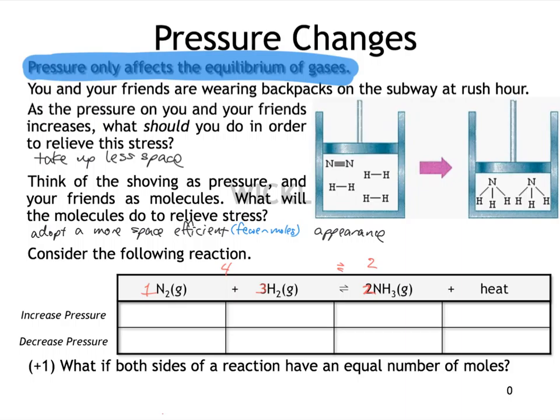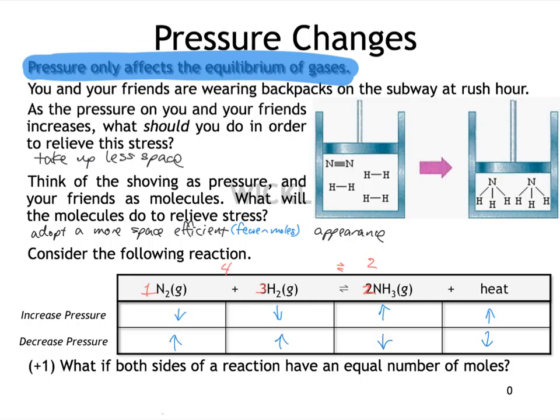So yeah, let's go through that right now. So if I increase the pressure, it's going to shift towards the side that takes up the smallest amount of space. That is the right-hand side in this equation because it only has 2 moles. So that means you're going to see less nitrogen and less hydrogen, but you'll see more ammonia and more heat. If I decrease the pressure, it's going to shift to the side that takes up more space or more moles. So you're going to see less ammonia and less heat, and you're going to see more hydrogen and more nitrogen.